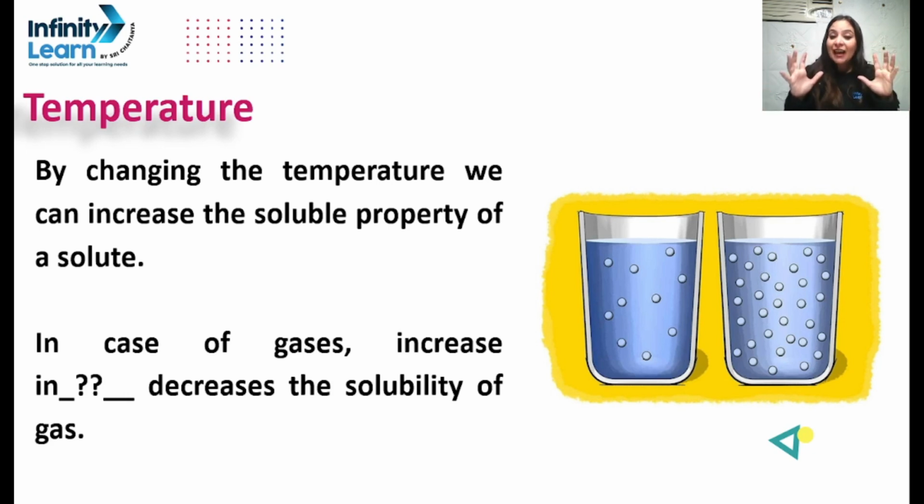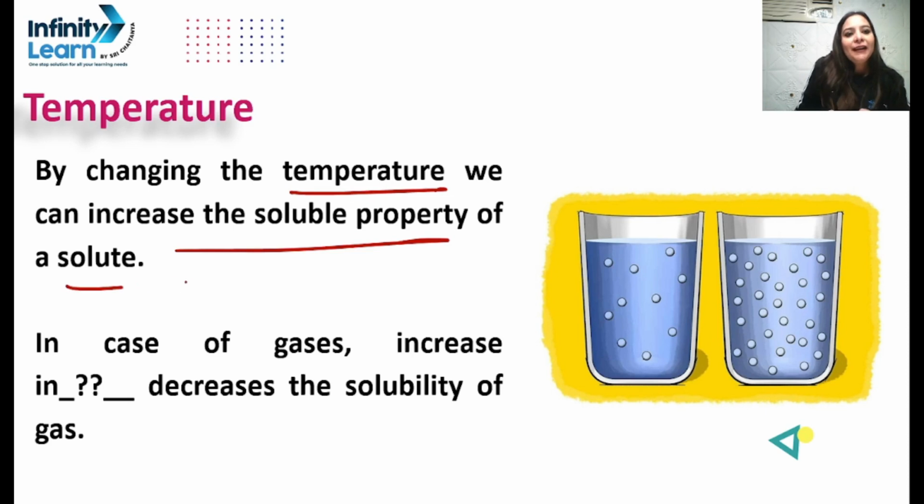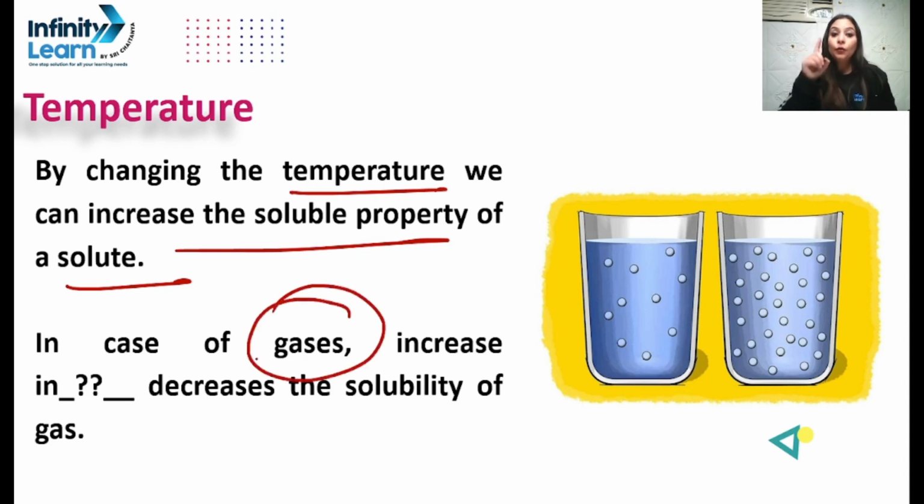So when I'm heating, that means I'm increasing the temperature, and when I'm increasing the temperature, it is dissolving more. That means the solubility is increased, or the rate of dissolving is increased. So by changing the temperature, mostly the solubility increases, that is, more solute gets dissolved. But if you talk about only gases, in the case of gases, you know that gases are volatile.